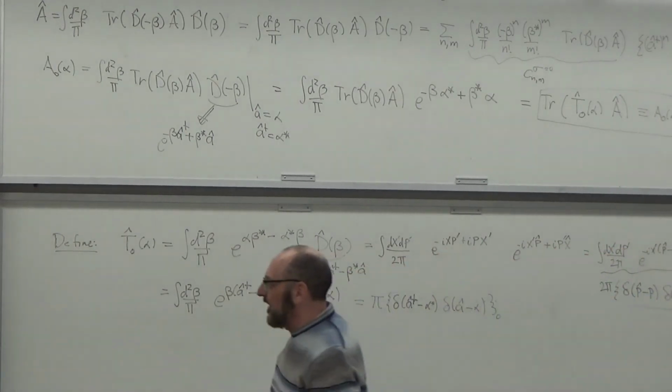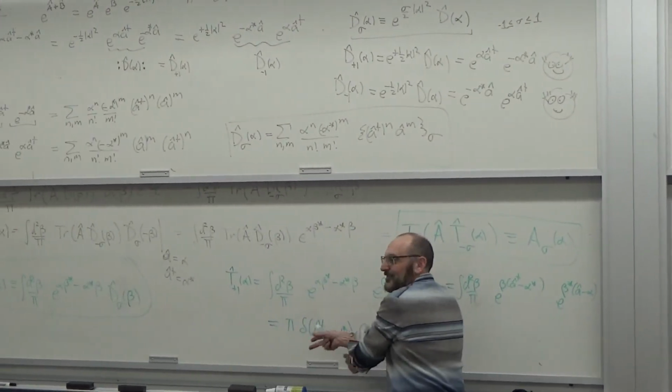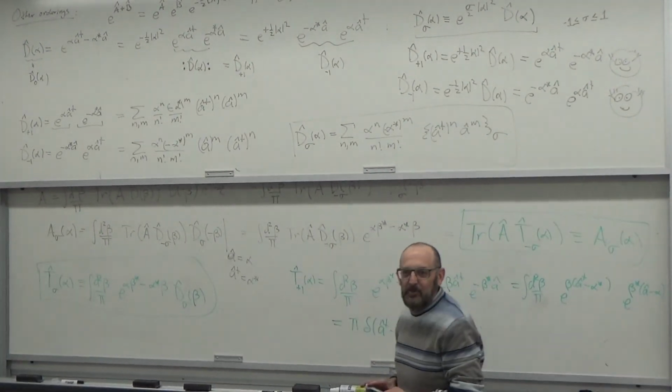And what's your guess for the -1 case? I just flip it, right? Then it's going to be the anti-normally ordered delta function.